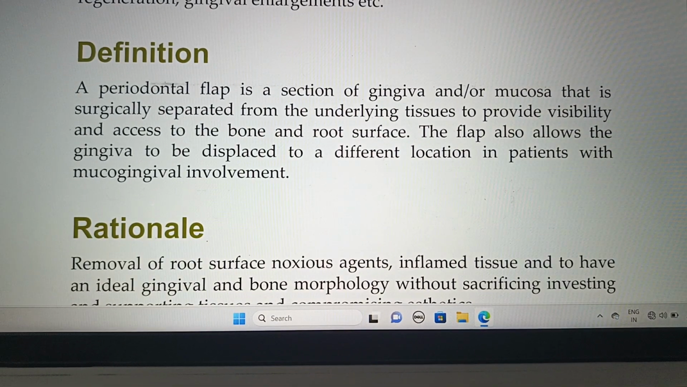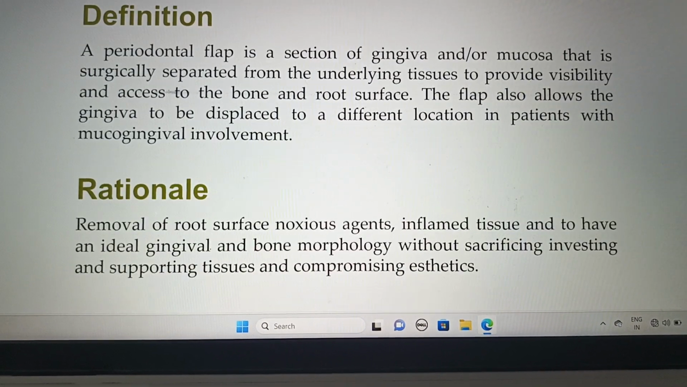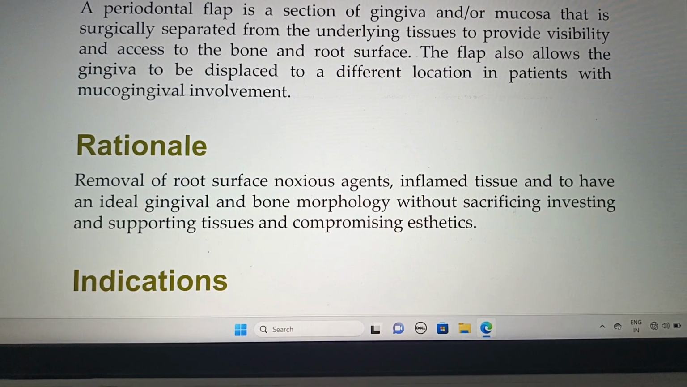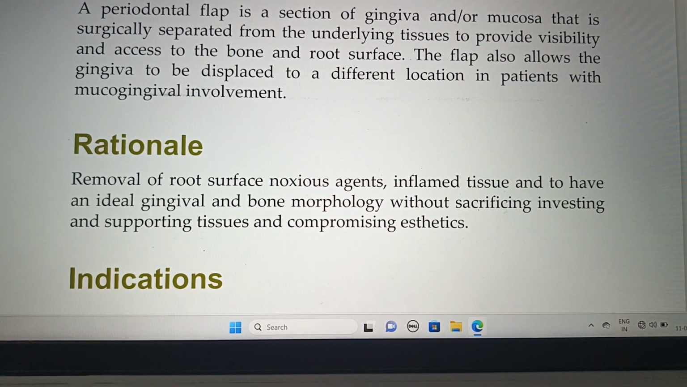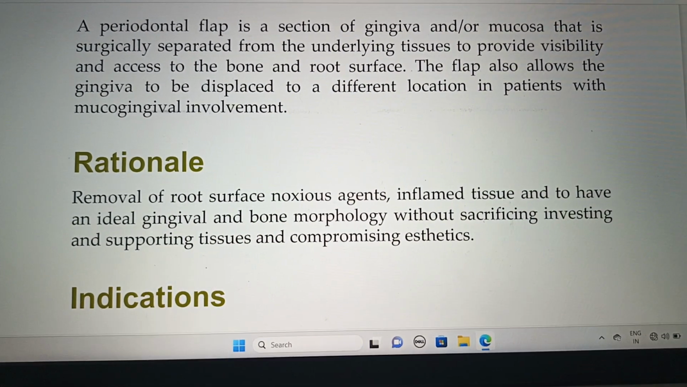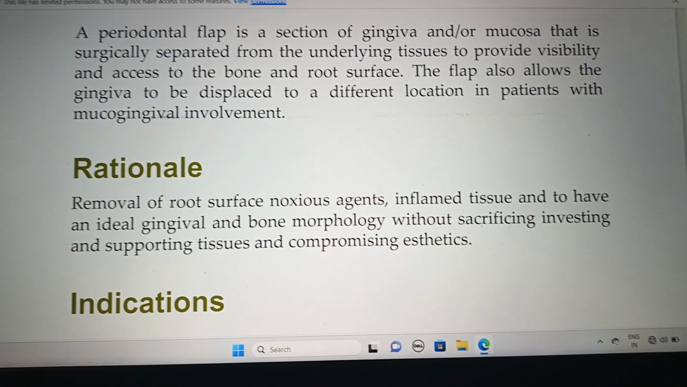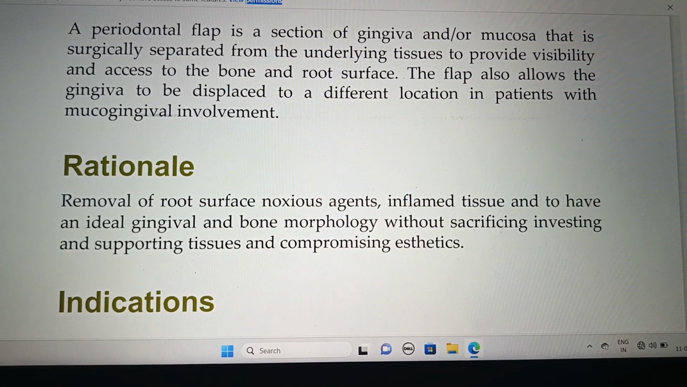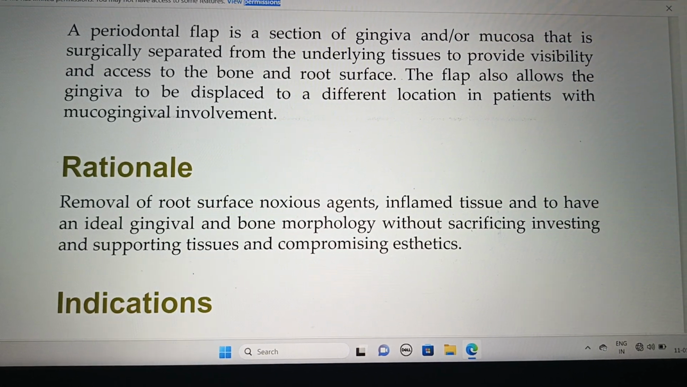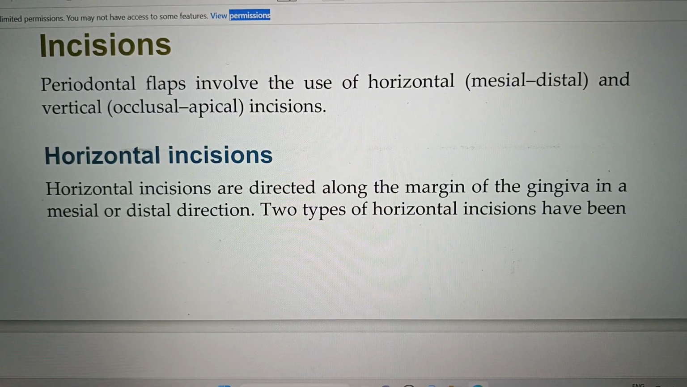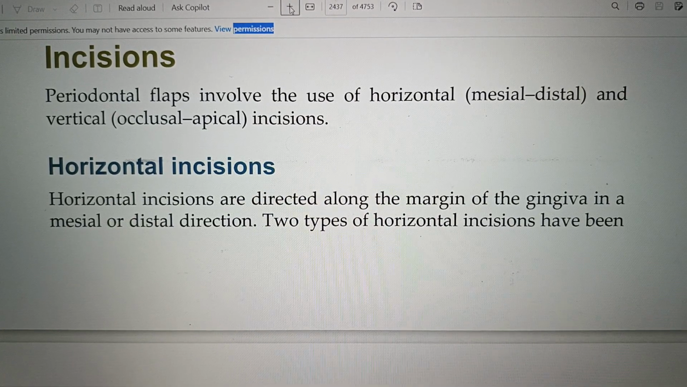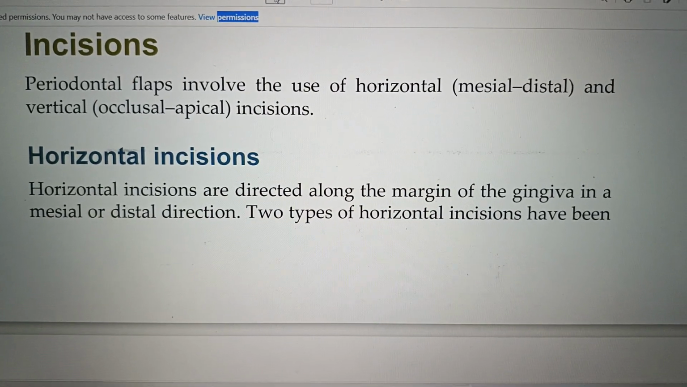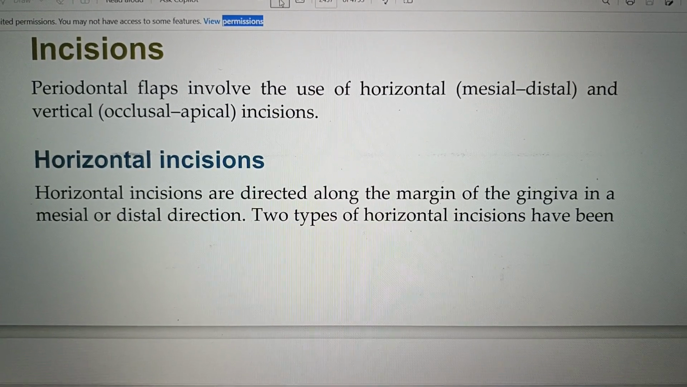What is the rationale? The rationale is the removal of root surface noxious agents and inflamed tissue, and to have ideal gingival and bone morphology without sacrificing investing and supporting tissues and compromising aesthetics. For periodontal surgery, we need incisions. Periodontal flaps involve two types of incision.